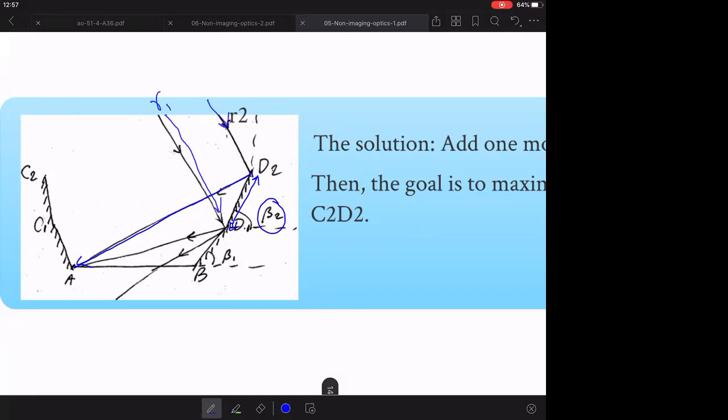Because I put in another mirror, I can bend it at a slightly larger beta 2, such that I can capture this. And you can see this from the angle of reflection, from simple geometry. On the other side it is still the same; if you look at R1, it's doing exactly the same thing as before.